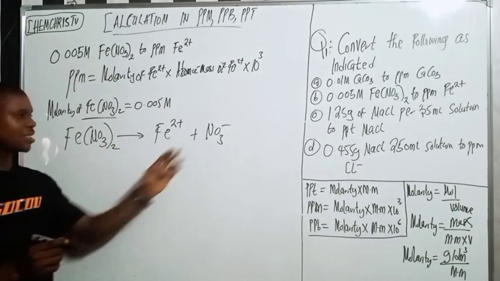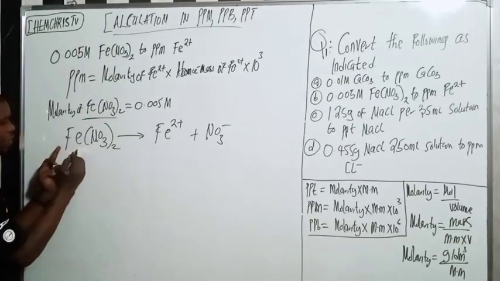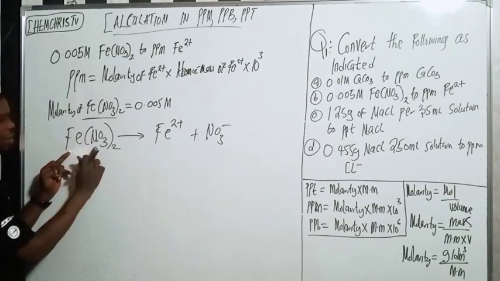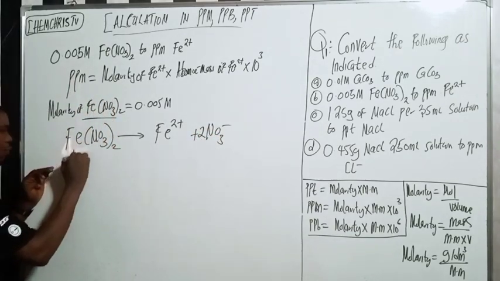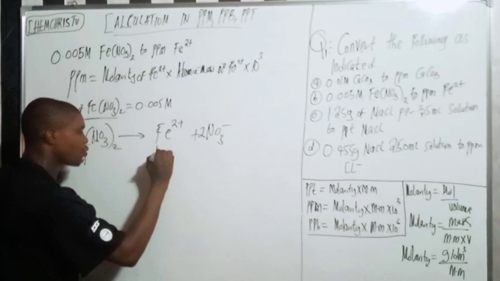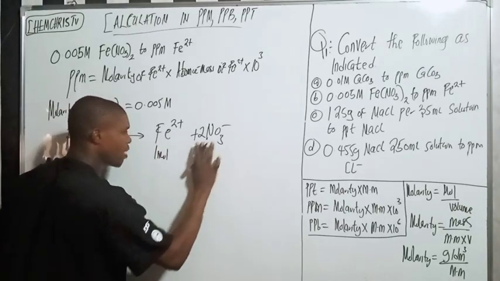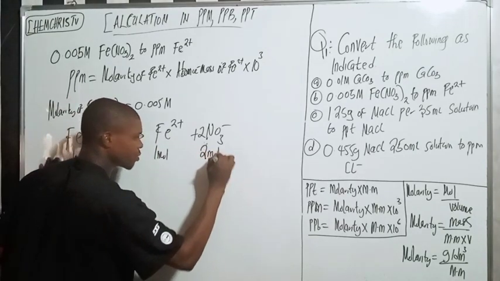So we have to balance the equation. How many Fe ions do you have here? Here we have one ion, one ion. How many NO3 do you have here? Here we have 2, so you have to put 2 here. So if you check it very well, 1 mole here, 1 mole here, and 2 moles here.